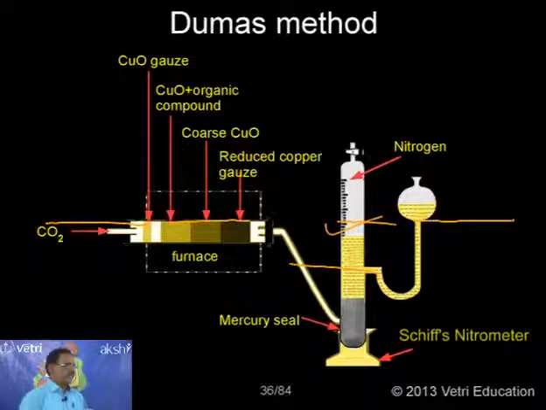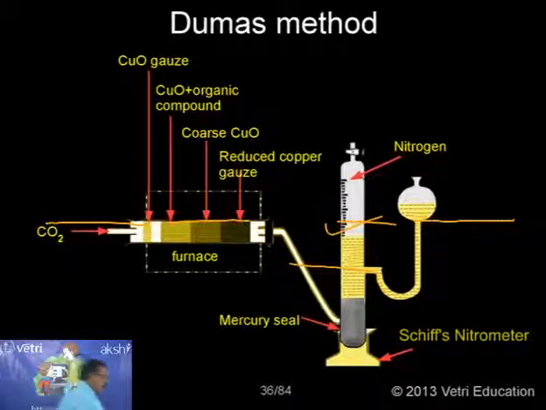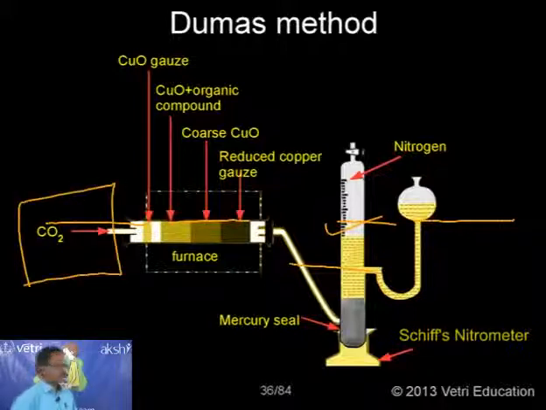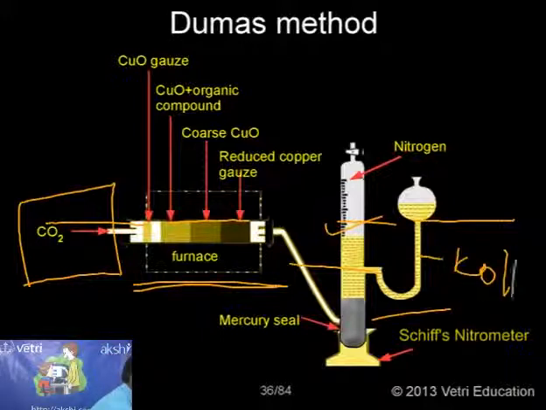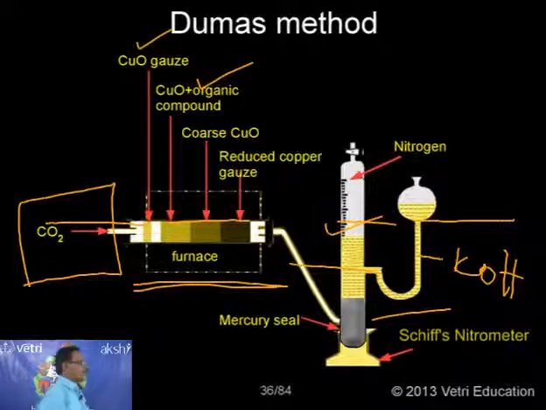This is the apparatus we are using. The first part is the carbon dioxide generation unit, then the Liebig combustion tube for the Dumas method, and the third one is Schiff's nitrometer containing potassium hydroxide solution. This is the apparatus. So what will happen now? As usual, kindly follow here. In the tube there is copper oxide and the organic compound, with coarse copper oxide on either side. Here there is also reduced copper, to reduce any oxides of nitrogen to nitrogen gas.